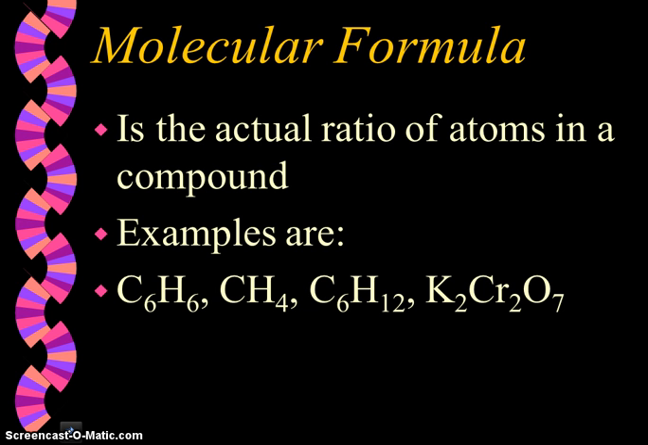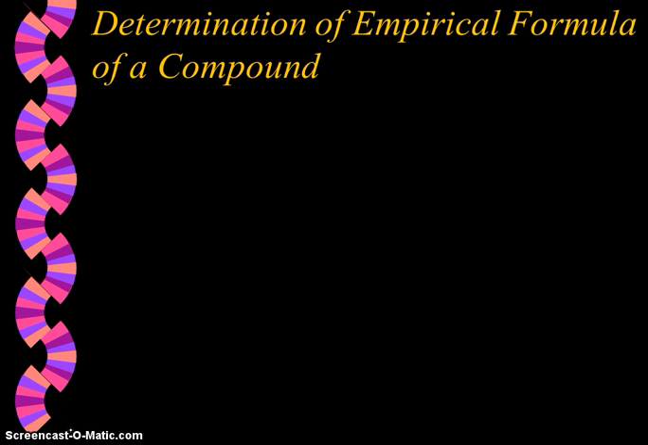C6H12 is the molecular formula, or the actual ratio of carbon to hydrogen in hexane. But it's not the empirical formula because it's a 6-to-12 ratio. The empirical formula for hexane would be CH2. And K2Cr2O7 is the molecular formula for potassium dichromate. It's also the empirical formula because it's in the simplest whole number ratio. So let's determine the empirical formula and then eventually the molecular formula of a compound from data in lab.